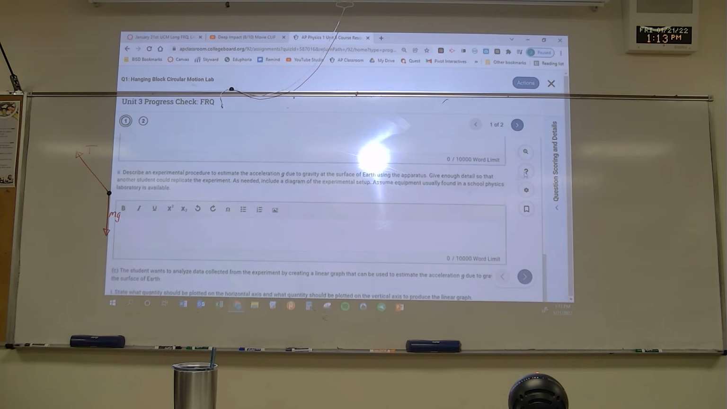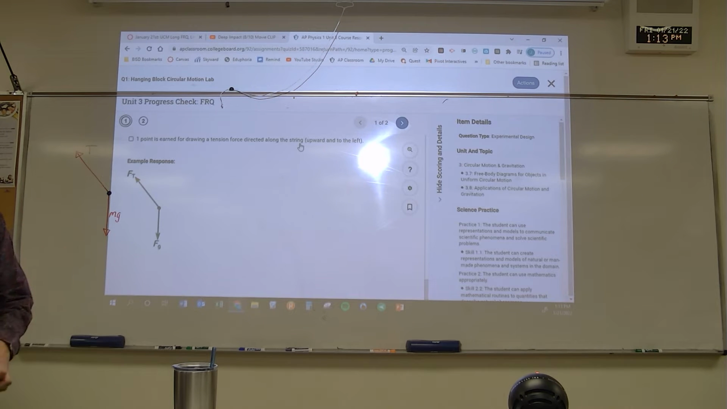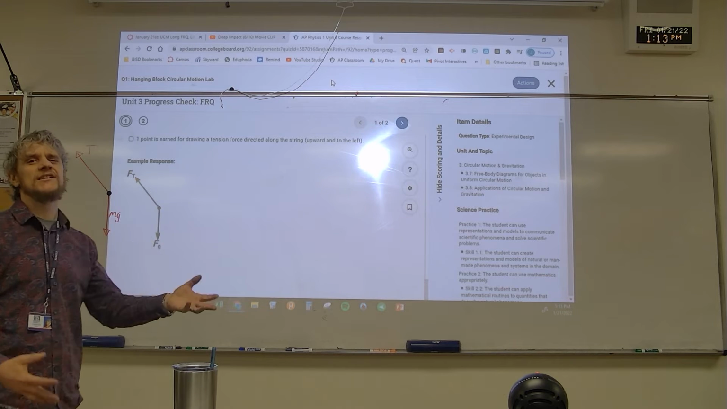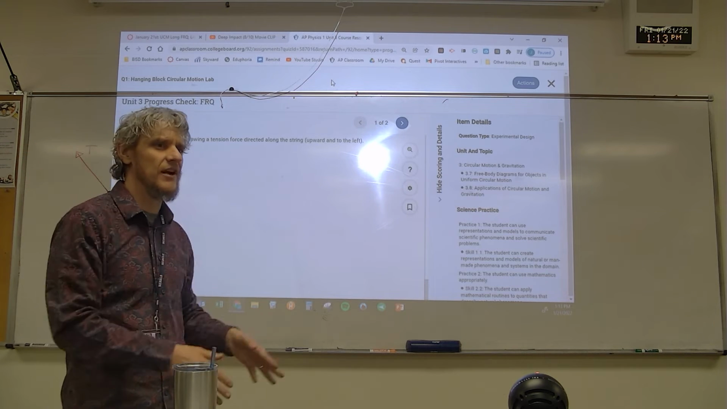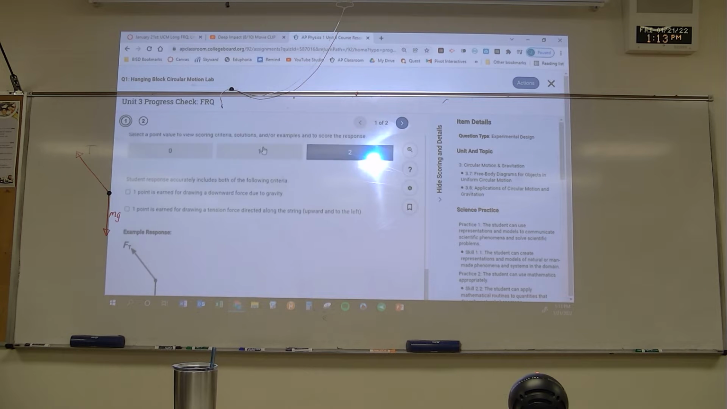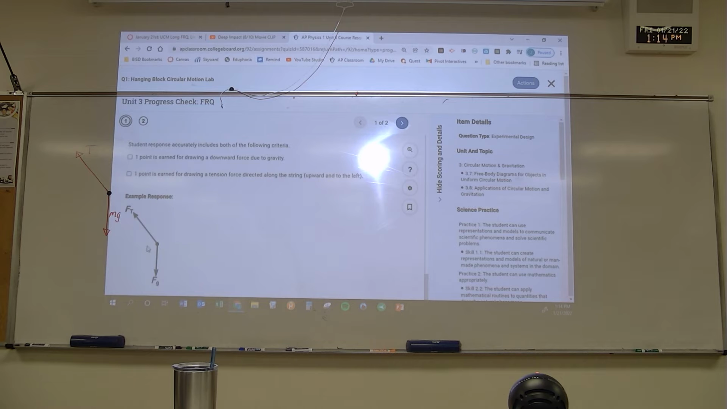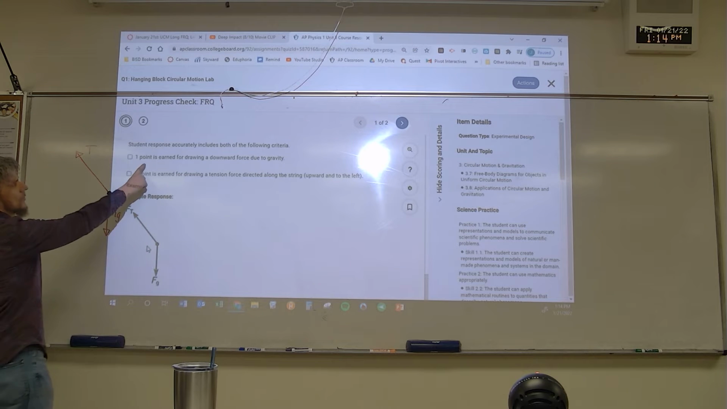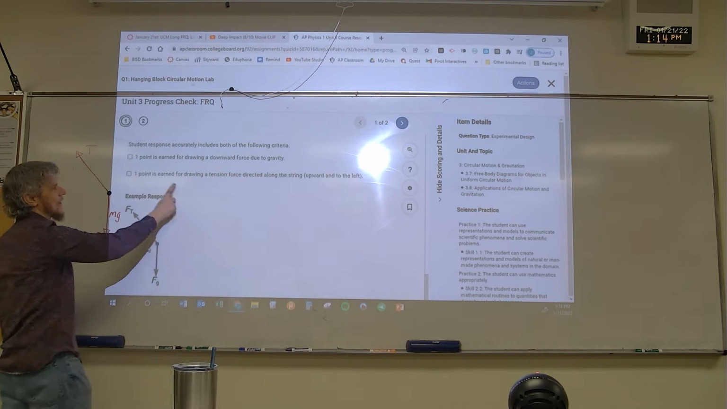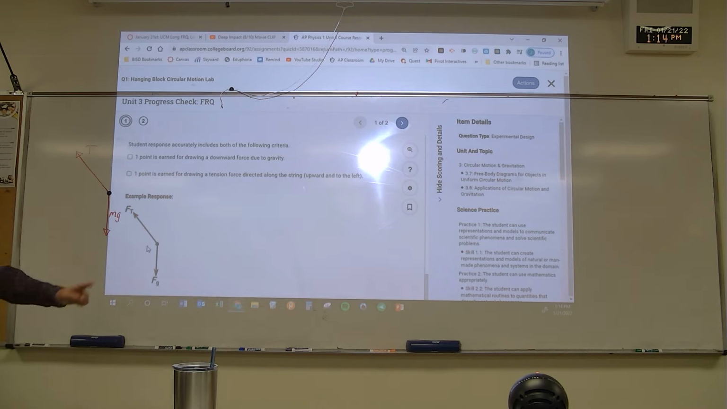Let's see what the scoring guidelines say about that. We are going to look at the scoring guidelines for each of these. I want you to start developing an intuition as to where you should focus the majority of your energy on the actual AP exam. This problem is a pretty prime example of that. So for part A I, you get 2 points. Look, I got them both. 1 point is earned for drawing a downward force due to gravity. 1 point is earned for drawing a tension force directed along the string, upward and to the left. 2 points. Keep that in mind.